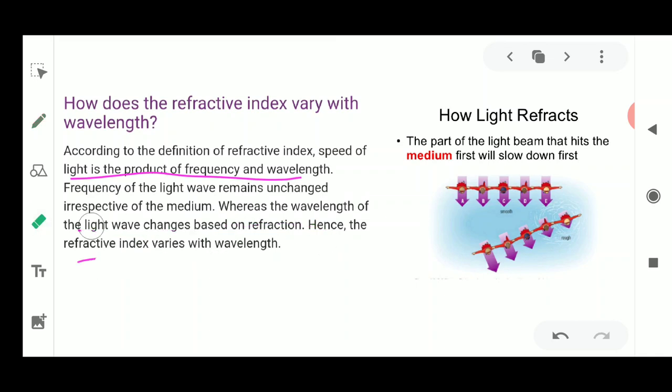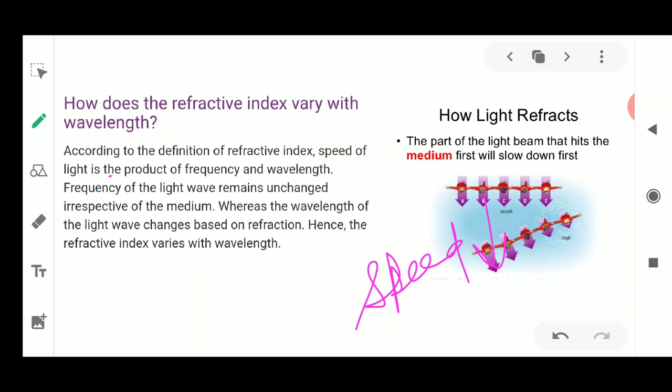So wavelength has a relationship with the refractive index. Next is about how this light gets refracted. Whenever the light is moving from one medium to another medium, it is going to hit the molecules of the medium and it slows down. Please remember this: because it is hitting the molecules, it is losing its energy. So what happens is the speed of light is decreased.